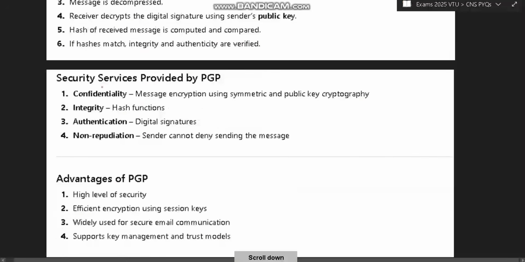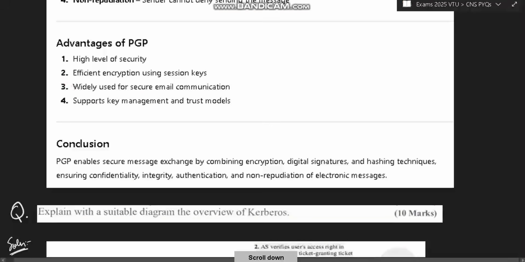So the security services provided by PGP: confidentiality, integrity, authentication, and non-repudiation. The sender cannot deny sending the message. And the advantages are given here. You can go through it.